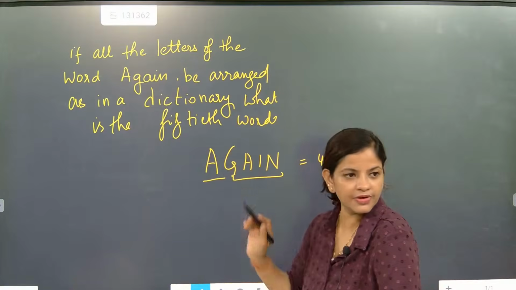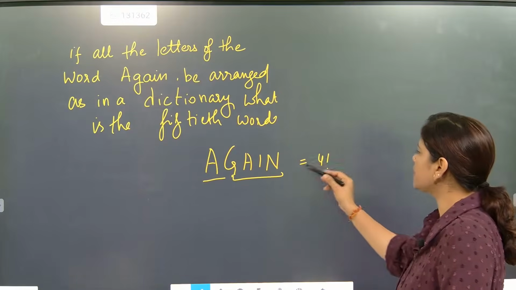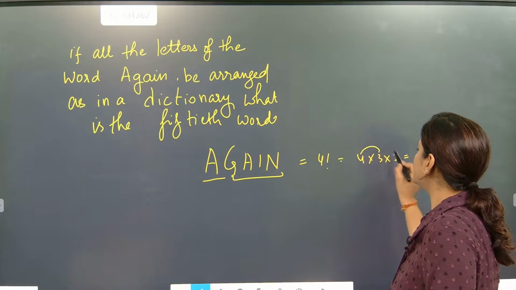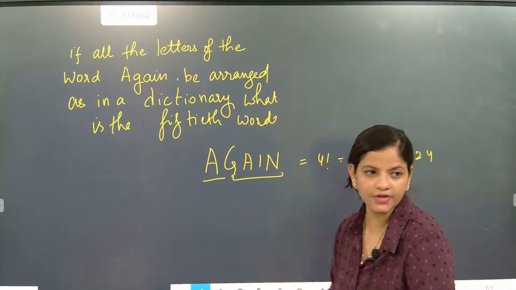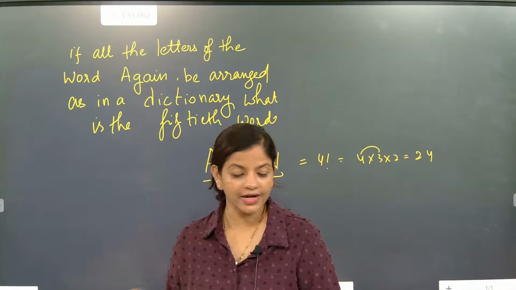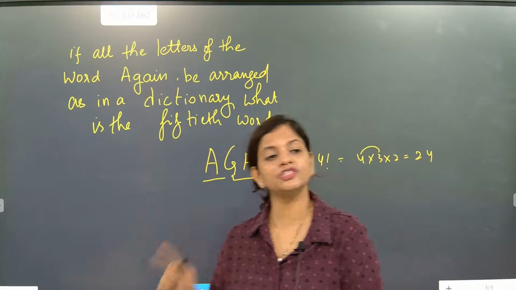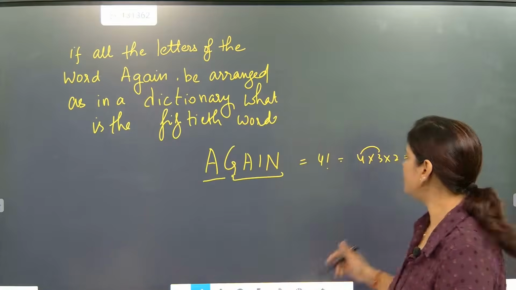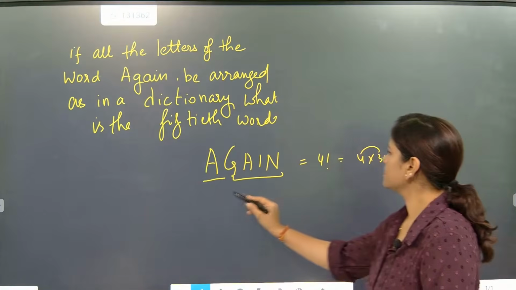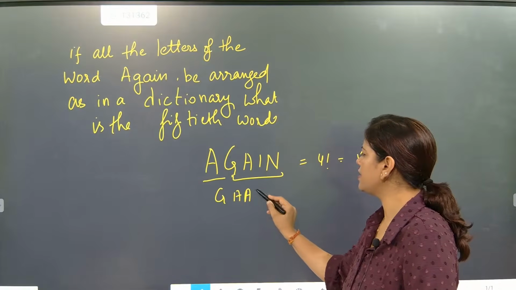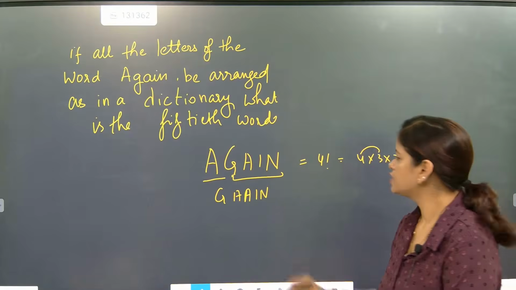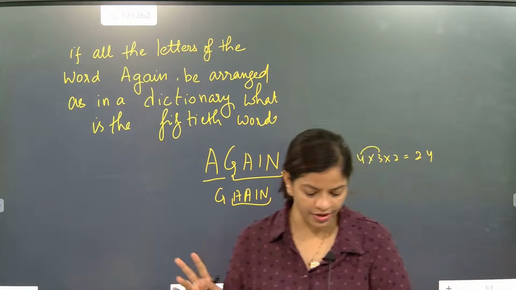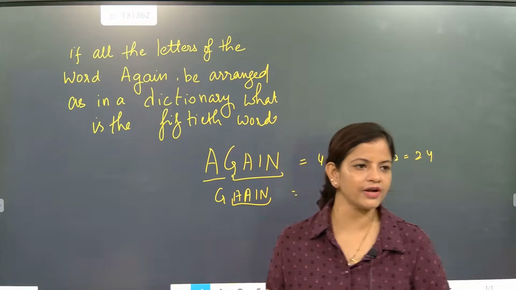So A will be coming first. Understood? A is fixed, then 4 factorial is 4 into 3 into 2, 4 3 is 12, 12 2 is 24. So here itself 24 is coming. Now, are you willing to write AA together, or do you want to go with G? When you go with G, AAIN will come, correct? So now this 4 factorial will be arranged into how many ways? Is it 12 factorial or 4 factorial?